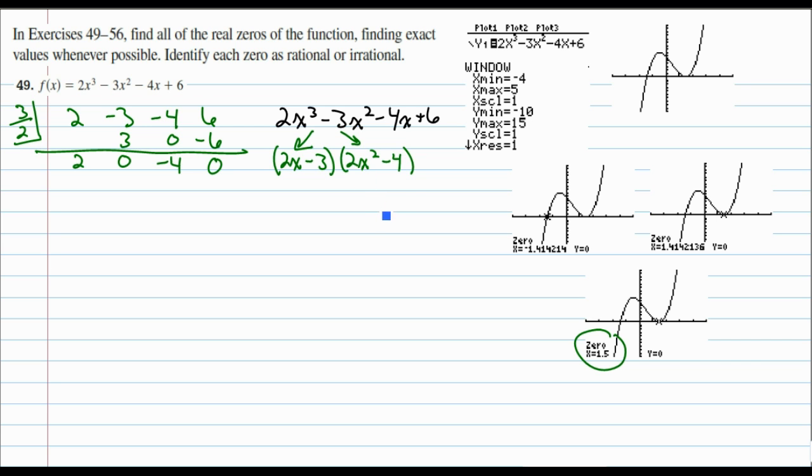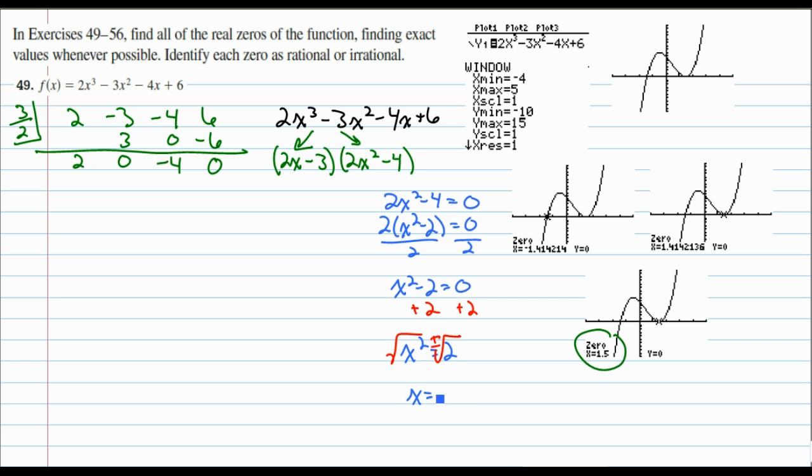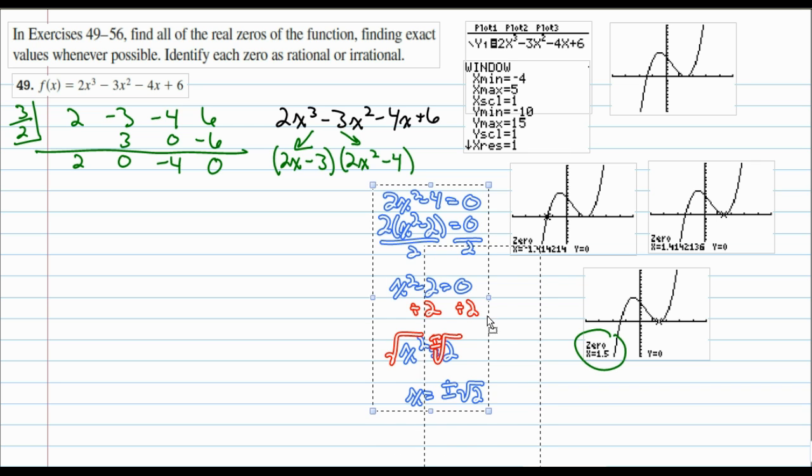So now off to the side, I don't have any other rational zeros I can do in synthetic division, so I'm going to see what happens to 2x squared minus 4 when I set it equal to 0. So I will factor out a 2, divide both sides by 2, x squared minus 2 equals 0. Now I'm going to add 2 to both sides, x squared equals 2. Now I'm going to take the square root of both sides. Remember the plus or minus, so surprise, surprise, x equals plus or minus the square root 2. So now I can break down the function even further.